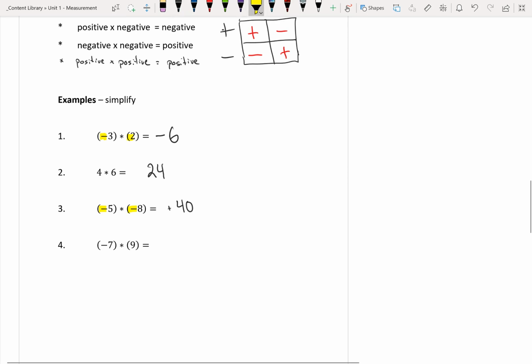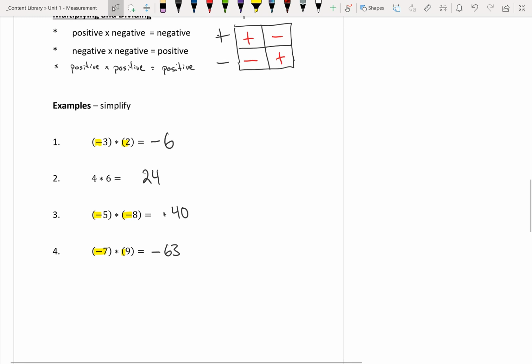And if I look at example 4, negative 7 times positive 9, let's look at just the numbers first. So 7 times 9 is 63. Negative times a positive means I have a negative. And that is what we're going to cover looking at integers.